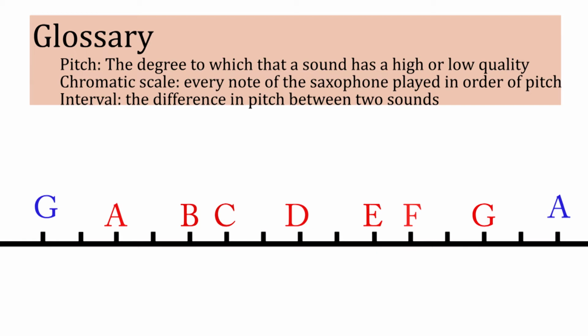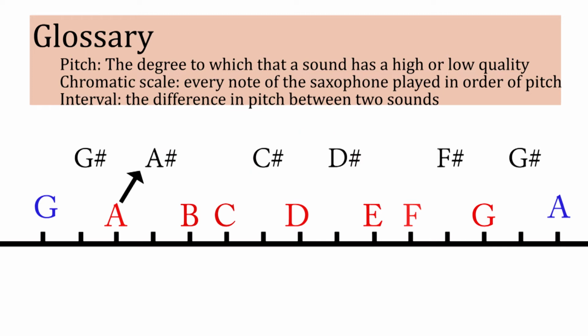Now let's talk about sharps and flats. If you take a note and raise it by the smallest interval, which as you know is a semitone or halftone, then you are making the note sharp. Therefore, if you raise the note A by the smallest interval, it becomes A sharp. So we can fill in some of the spaces. A becomes A sharp. B becomes B sharp, which is also C. C becomes C sharp. D becomes D sharp. E becomes E sharp, which is also F. F becomes F sharp. And G becomes G sharp.